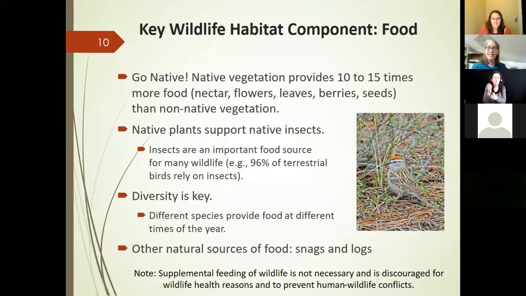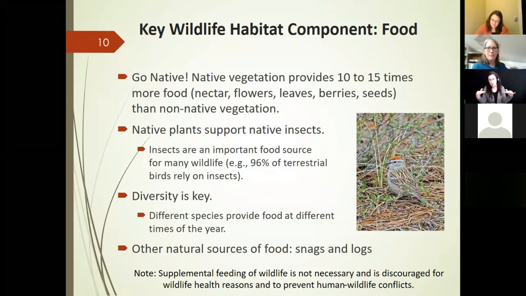It's been estimated that 96% of terrestrial birds rely on insects during some part of their life, and a lot of that is related to those insects being food items for the nestlings, the young that they're rearing, which then turn out to be eating other things. But again, the insects are high protein sources and important for those growing birds. And in terms of food, diversity is key.